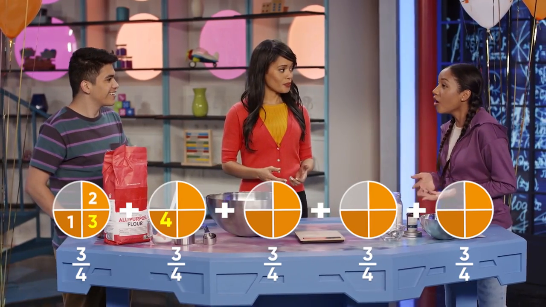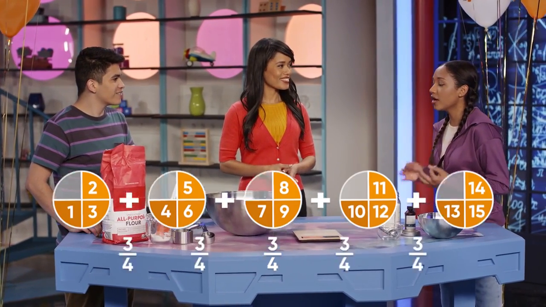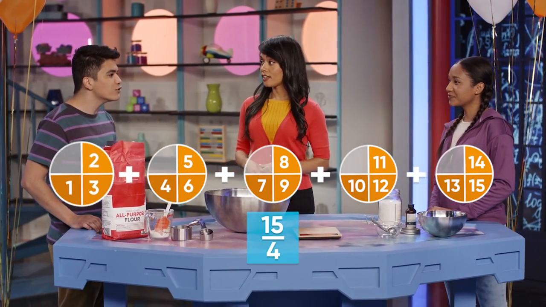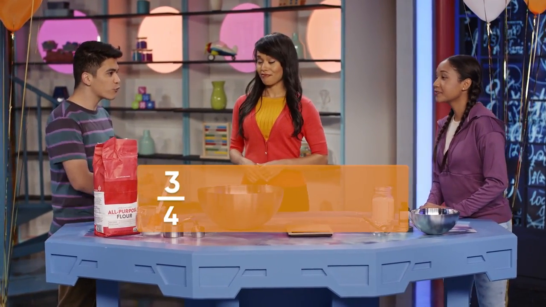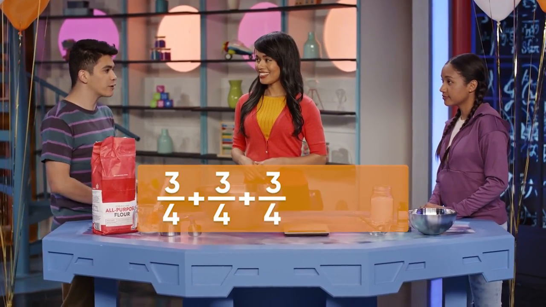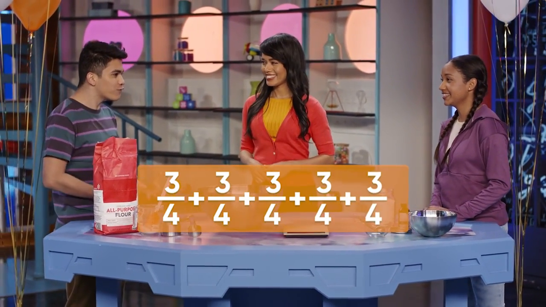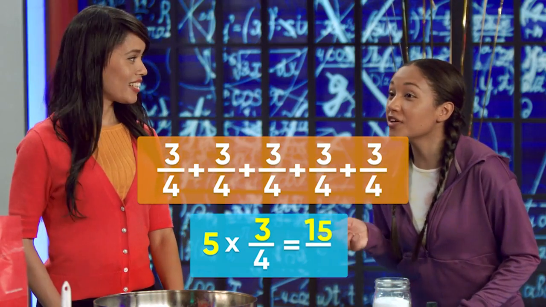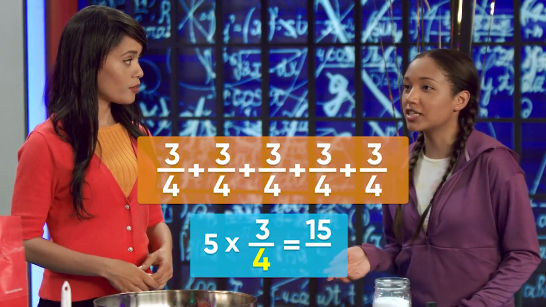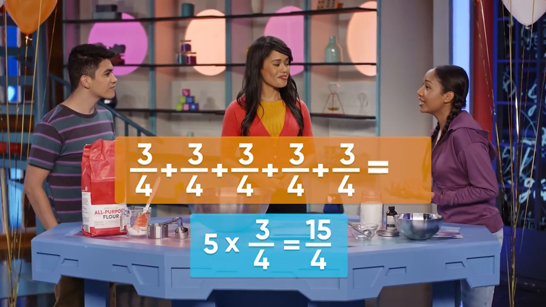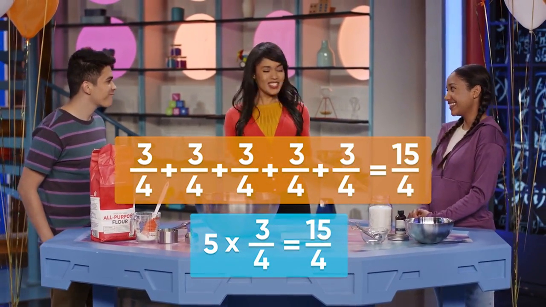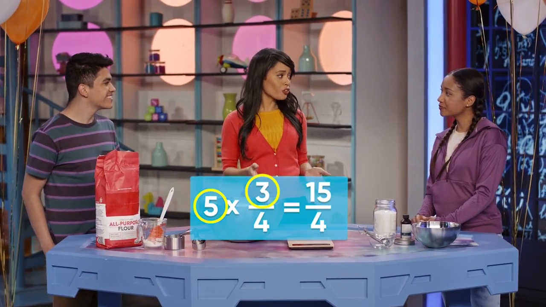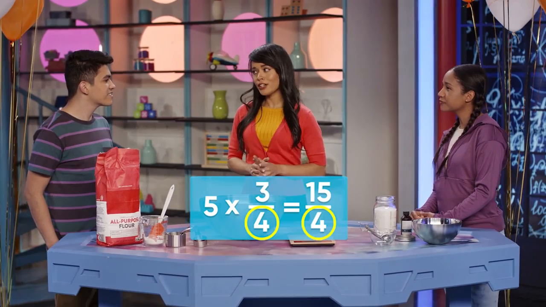And if we count up all the fourths of the cookie dough, we get a total of 15/4 of a pound. That's exactly right. Oh, I think we do this using multiplication. 3/4 plus 3/4 plus 3/4 plus 3/4 plus 3/4 is the same as 5 times 3/4. 5 times 3 is 15, and the denominator from the fraction would stay the same. So we still get 15/4. You guys figured it out. Just multiply the whole number by the fraction's numerator and keep the fraction's denominator the same.